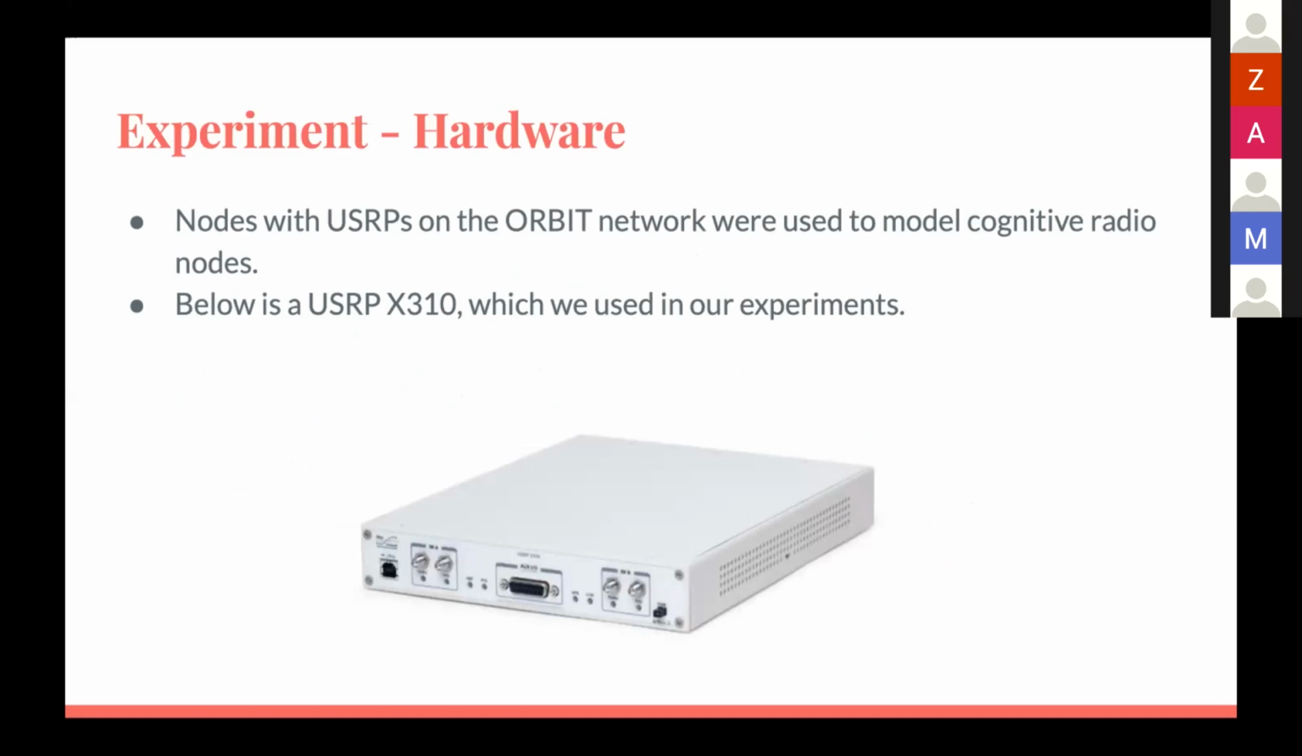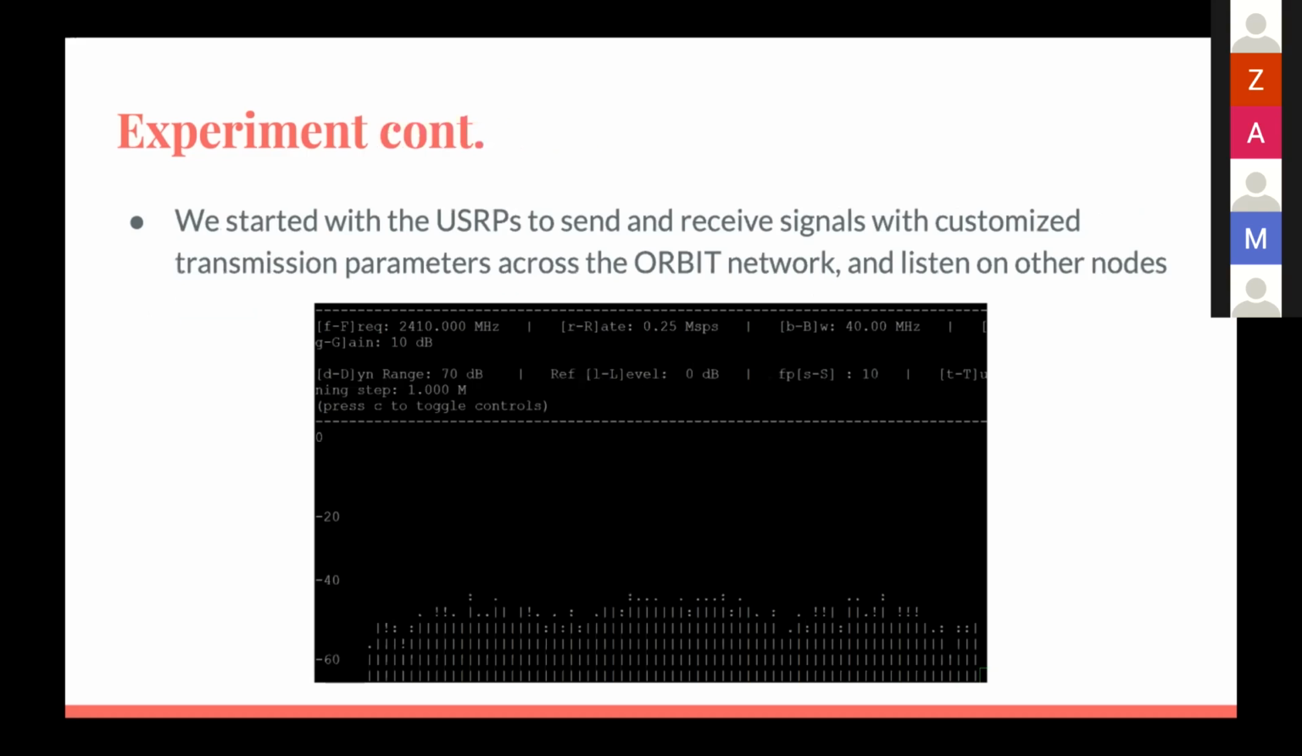So like I said, we used nodes with USRPs on the orbit network, and those nodes were used to model cognitive radio nodes. Below is a USRP X310, which we use in our experiments mainly. The first thing that we did is we started to use the USRPs to send and receive signals with the customized transmission parameters that I talked about earlier, like frequency, sampling rate, gain, etc., across the orbit network, and listen in on other nodes. This is an example of what we see on the receiving end of one node.